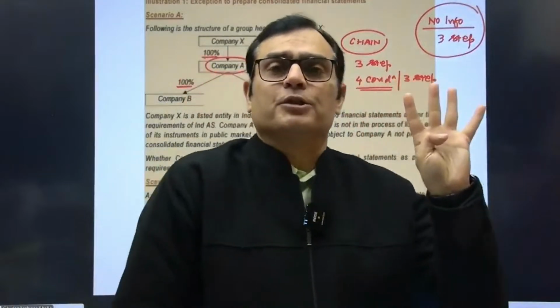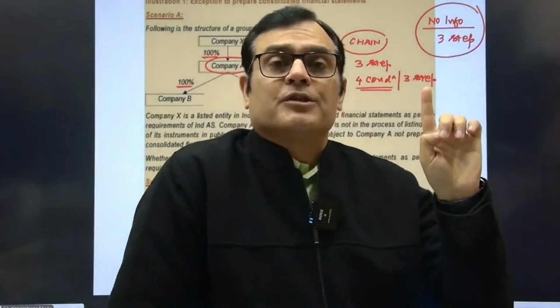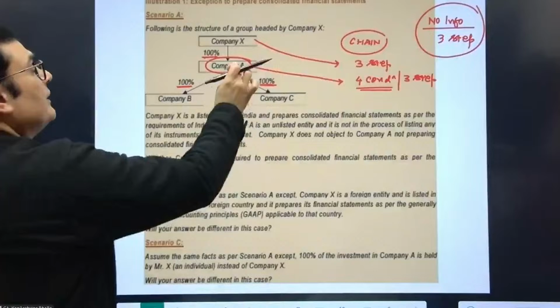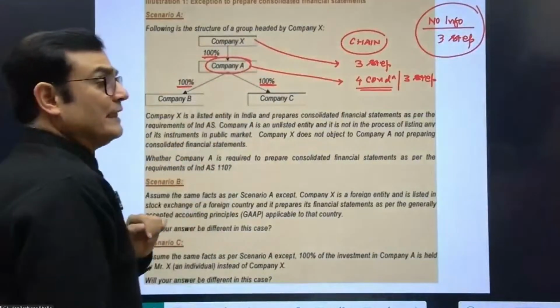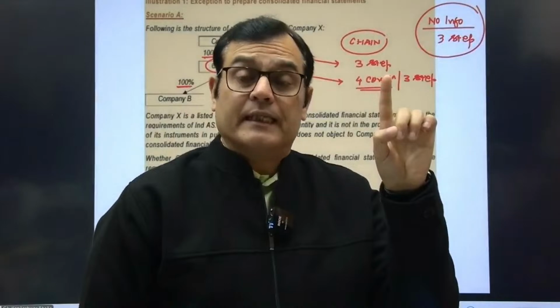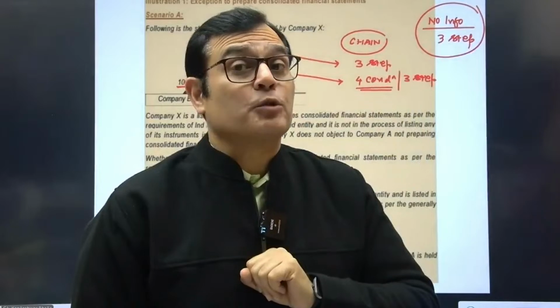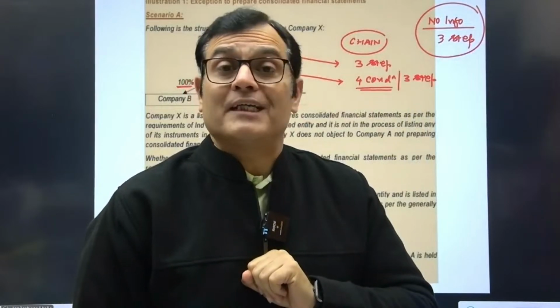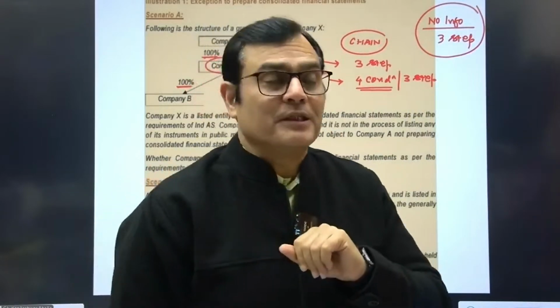So we're going to put the four conditions. Is company A a wholly owned subsidiary of X? Yes. So A is a wholly owned subsidiary of X, correct. A should not be listed. A should not be in the process of listing, and the company X should be making a consol as per Ind AS and for public use.